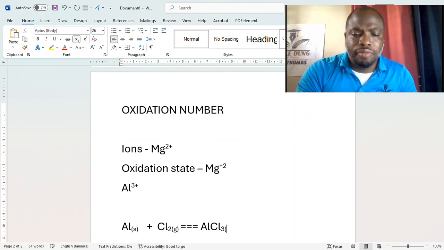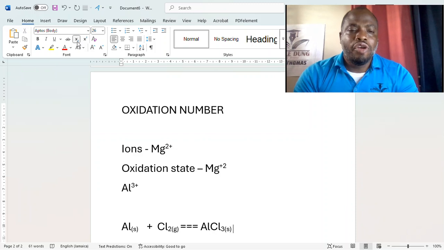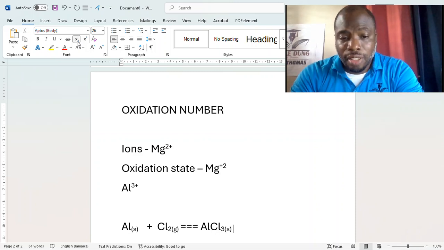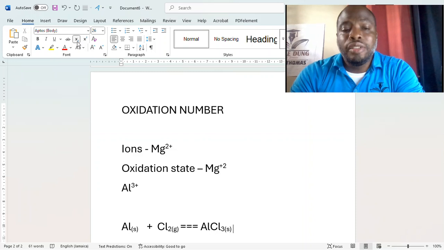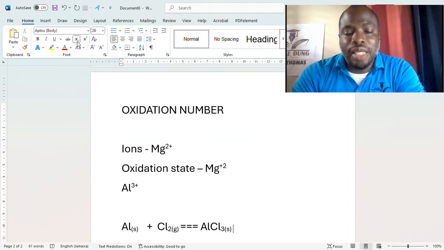Now, the thing about this equation, here is how you're going to have to learn to apply. Sometimes they will ask you in CXC, who is being oxidized, who is being reduced. And I'm just using this simple equation to show you how you can utilize it. So normally, we said that scientists used to use oxygen. Now again, if you look at this equation, there's no oxygen in this. So you're not able to say aluminum is losing oxygen and the chlorine is gaining oxygen. So you're not able to tell based on the concept of oxygen.